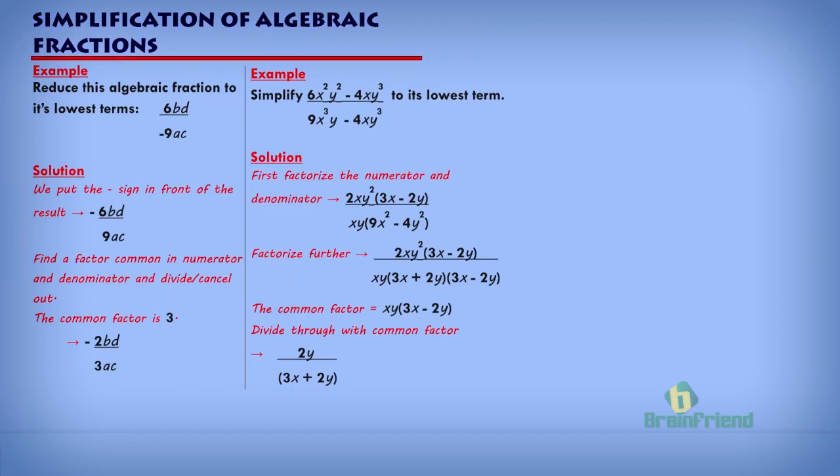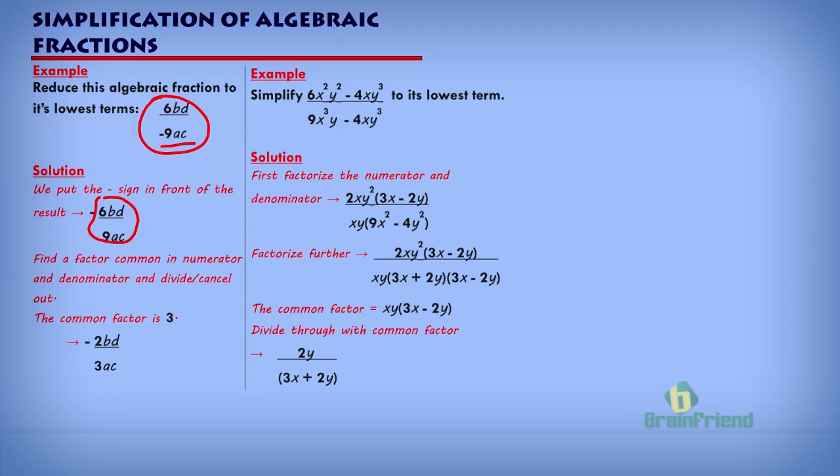So we'll find out in the course of our class how to manage such changes in sign. Now let's take some examples so we better understand how to simplify algebraic fractions. Take this first example here. Reduce this algebraic fraction to its lowest terms. So we have 6bd all over minus 9ac. So we see an example of what we just talked about. Our negative sign is attached to our denominator. We bring that up and we rewrite our algebraic fraction like this. So we say minus 6bd all over 9ac.